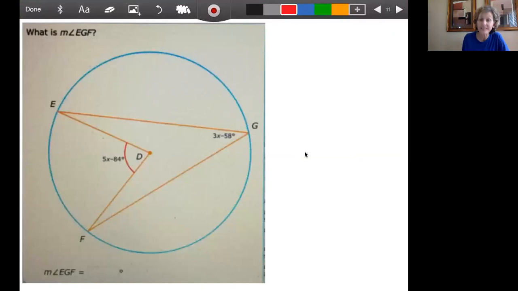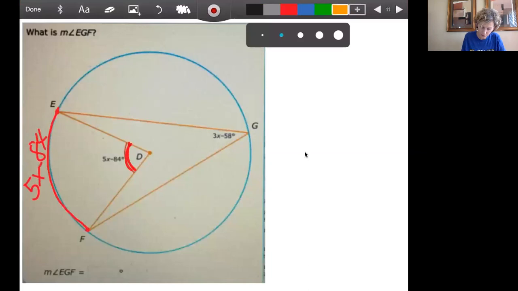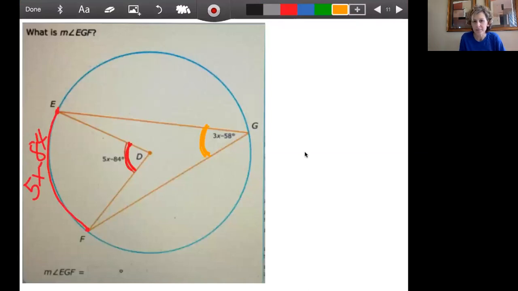All right, but let's look at the central angle first. Okay, so the central angle is here. So if that central angle is 5x minus 84 degrees, then the intercepted arc from here to here is 5x minus 84 degrees. Okay, and remember what we're looking for is EGF. That's this one. That is the inscribed angle.